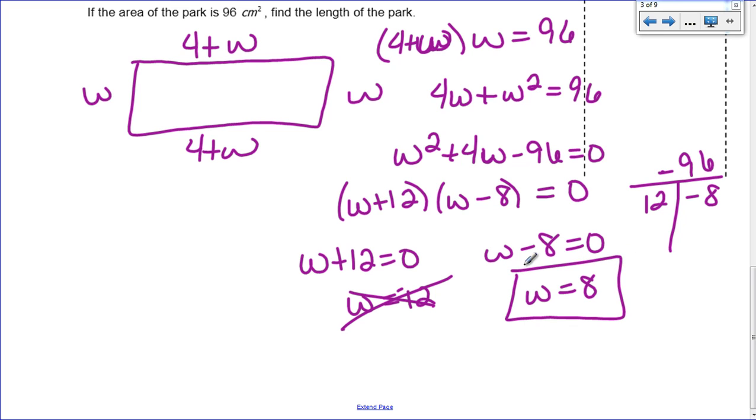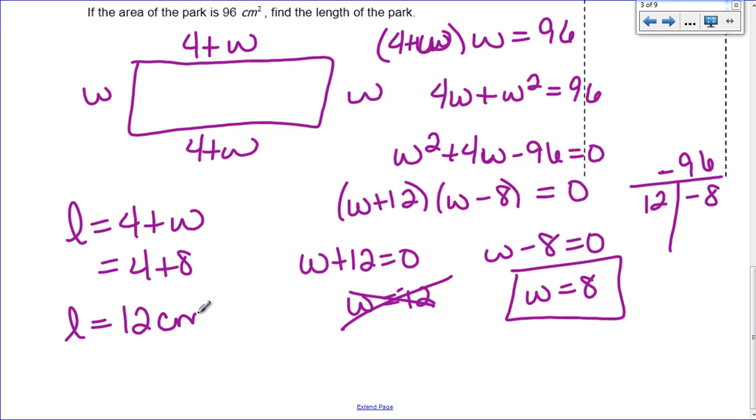The width is 8. So to find my length, which is 4 more than the width, I'll plug in that 8. So I get 4 plus 8. So my length is 12 centimeters. That's a little bitty park. I'm just saying, 12 centimeters.